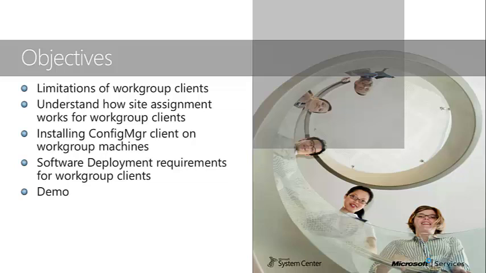There are going to be two videos, part one and part two. The objective of this presentation is to cover the limitations of workgroup clients, understand how site assignment works for workgroup clients, installing the Configuration Manager client on workgroup machines, and software deployment requirements for workgroup clients. We'll see what we need to set up for software deployment to work for these workgroup machines, and we'll definitely see a demo for each of these. We'll see how the site assignment works and install a client, and then look at some of the logs which are useful for understanding the communication between the workgroup clients and the management point.